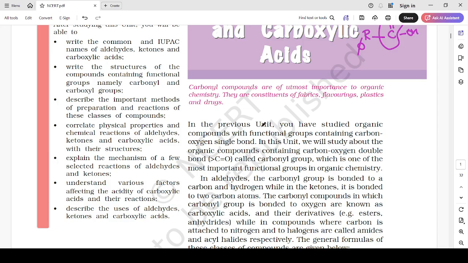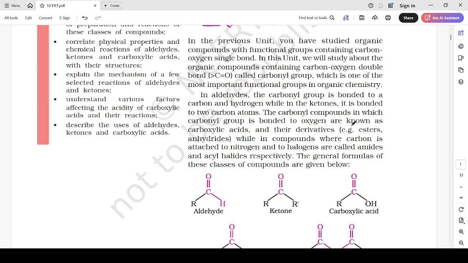So where are these carbonyl compounds much useful? In fabric synthesis, and in adding flavors. Aldehydes have characteristic flavors to them. In making plastics, in making drugs, drugs meaning medicines. In all these places, carbonyl compounds are of much importance to us.